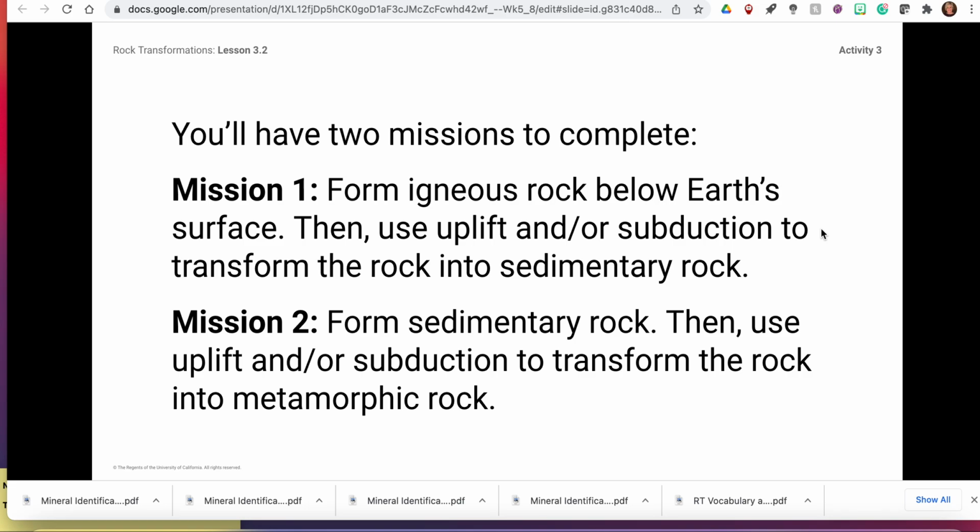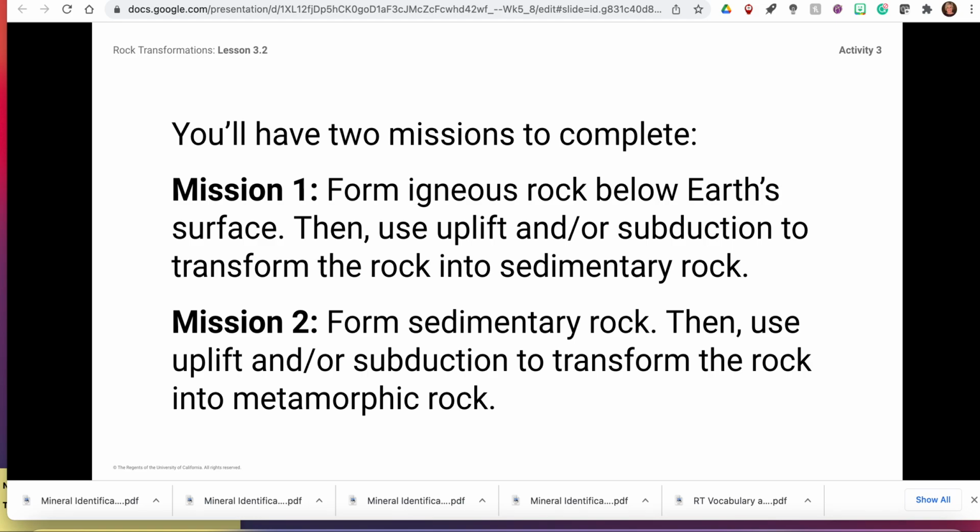Let me demonstrate it, and then you can try and recreate it on yours, okay? So the first mission, we're going to form igneous rock below Earth's surface. So the rock has to cool and harden below Earth's surface. And then we're going to use uplift or subduction to transform the rock into sedimentary rock, okay?